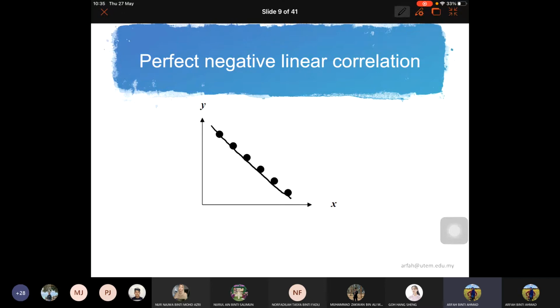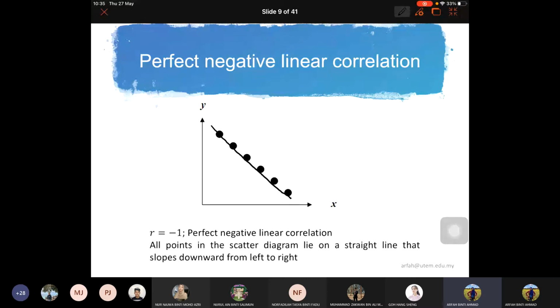So that is why there exists a perfect negative linear correlation. In this case, R, the value of the correlation coefficient, will be equal to -1, meaning that there exists a perfect negative linear correlation. All points in the scatter diagram lie on a straight line that slopes downward from left to right.